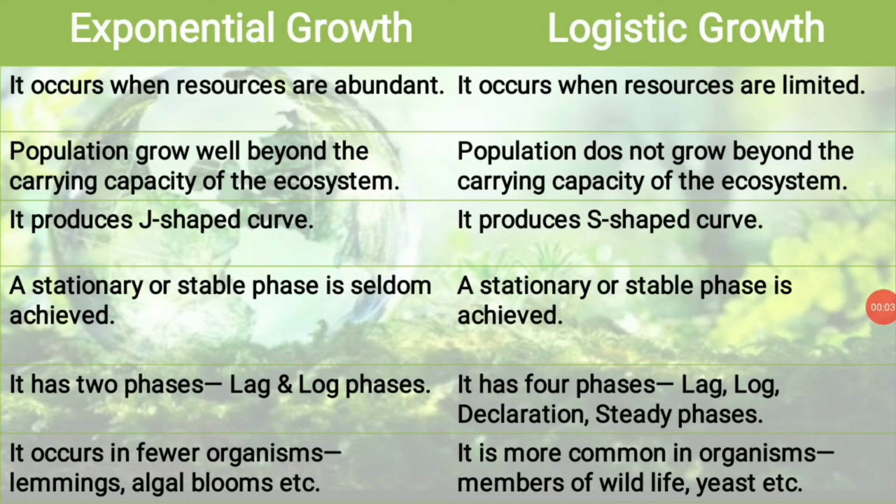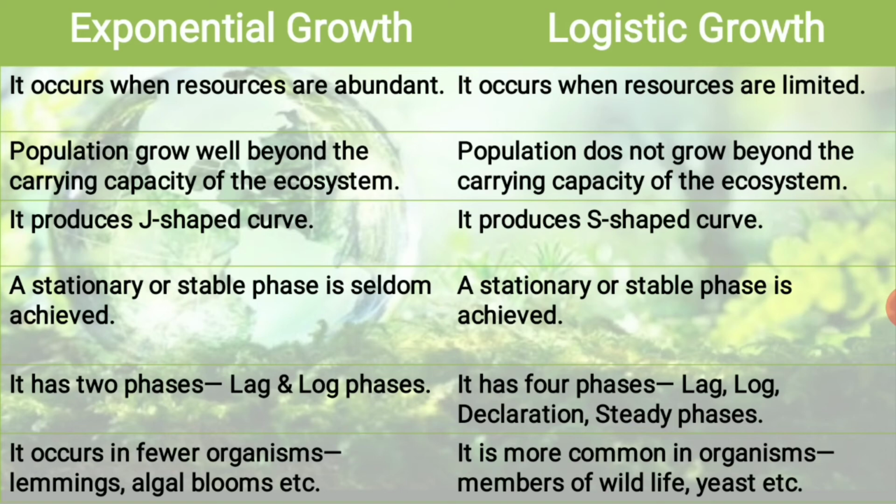Now let's see the differences between exponential growth and logistic growth, then you can easily understand both. Exponential growth occurs when resources are abundant, while logistic growth occurs when resources are limited. In exponential growth, the population passes well beyond the carrying capacity of the ecosystem, but in logistic growth, the population does not grow beyond the carrying capacity of the ecosystem.